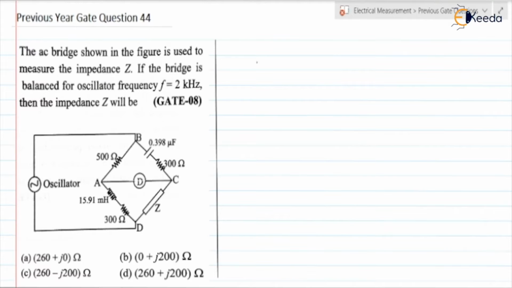So let us first consider Z is equal to R4 plus jX4. Let us consider, okay, and our task is to find the value of R4 and X4. Our task is to find the R4 value and the X4 value.